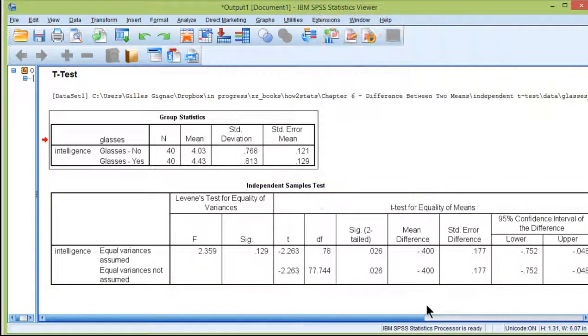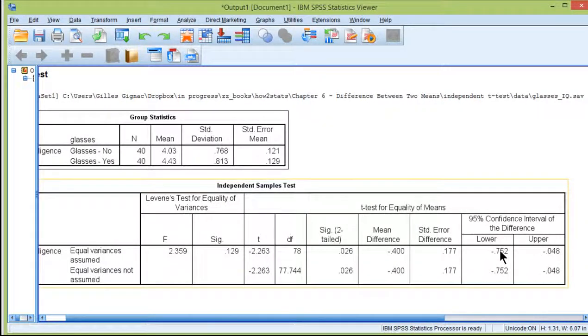Finally, we get the 95% confidence intervals for the mean difference. We can see that the mean difference was associated with a lower bound 95% confidence interval of negative 0.75 and an upper bound of negative 0.048. Because both the lower bound and the upper bound are on the same side of 0, and in this case it's negative, we can declare a statistically significant effect. That corresponds with the fact that the p-value here is less than 0.05.